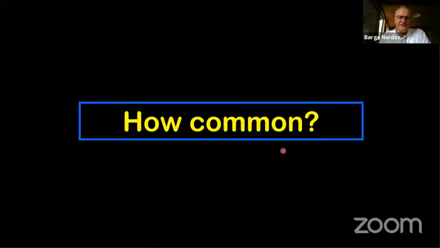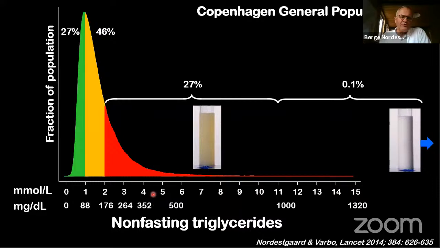How common is it? Well, here's a distribution in a Copenhagen population. It's very similar in America and many other populations, I'm sure also in the Middle East and maybe in Indian places, with a trend toward even higher triglycerides. So here's plasma triglycerides. It's a skewed distribution with a tail toward higher levels. From 2 to about 11 millimoles, up to 100 milligram per deciliter, it looks like this, 27% of the population, and only 1 in 1,000 have really white plasma.